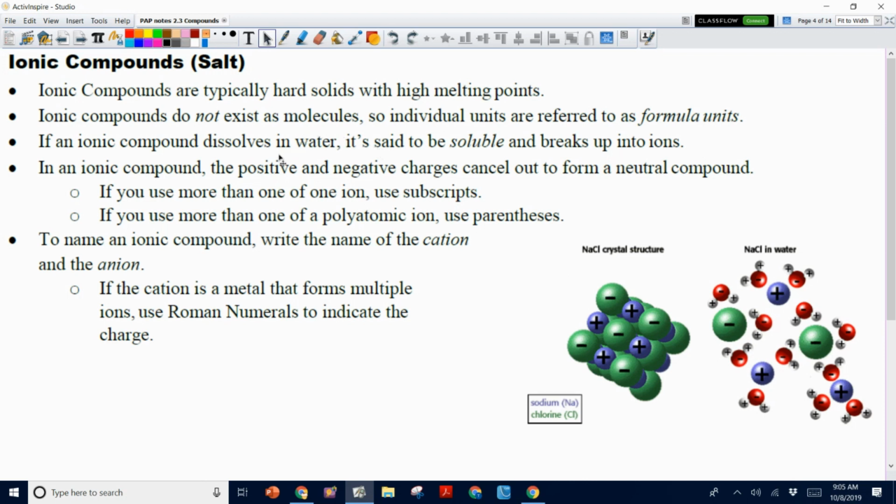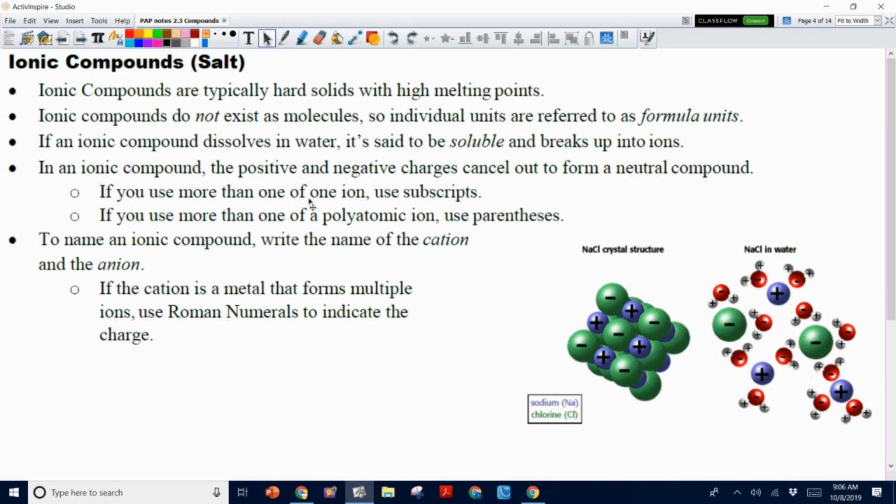In an ionic compound, the positive and negative charges cancel out to form a neutral compound, and that happens every single time. And we're going to look at this characteristic here, and we're going to be forming ionic compounds.